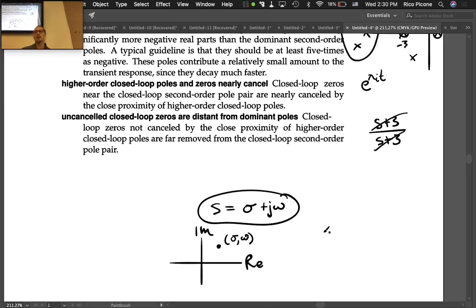In terms of the units, wouldn't sigma be like 1/tau, basically?